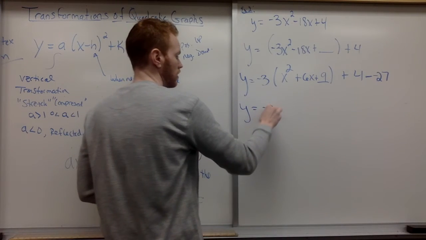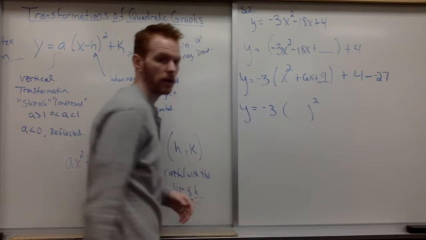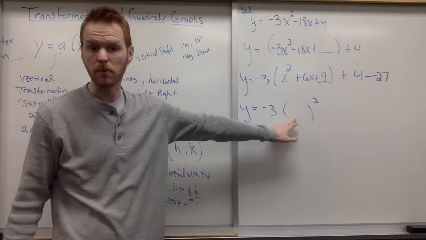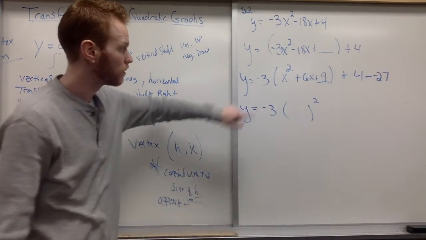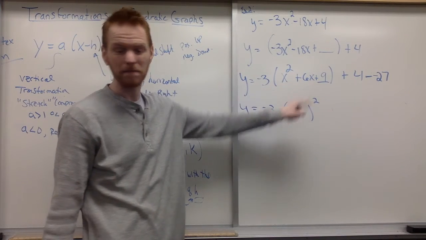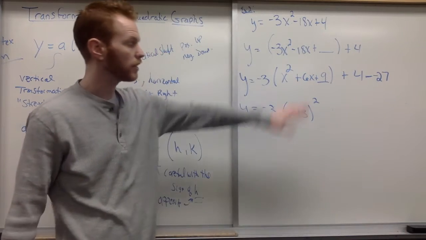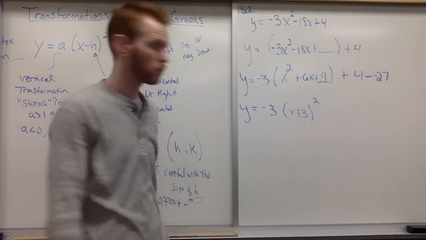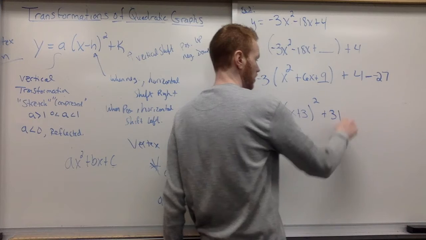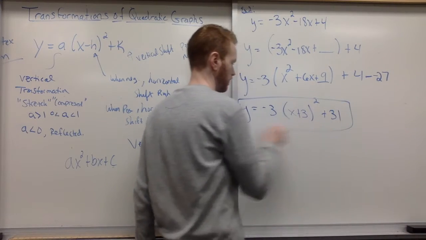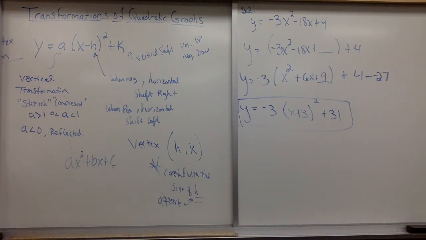All right, so now let's go ahead. The factors, remember they're the same because it's a perfect square trinomial. It's half of this guy, right? It'd be x plus 3. And then on the other side, what's 4 minus a -27? We get a positive 31. And there's my vertex form.